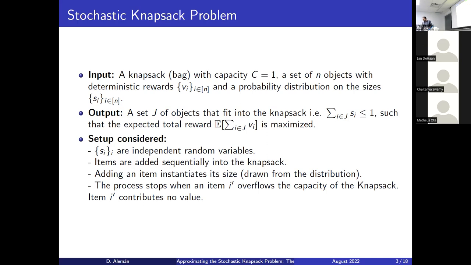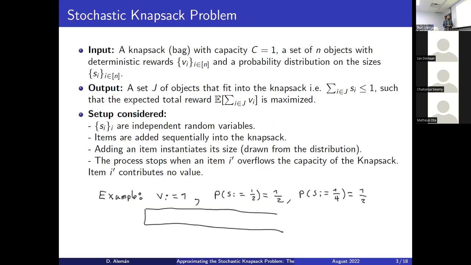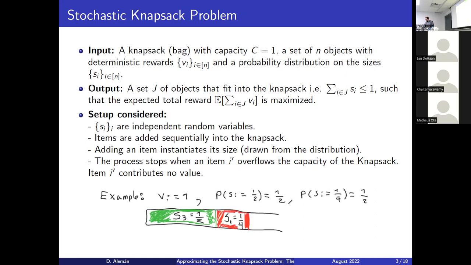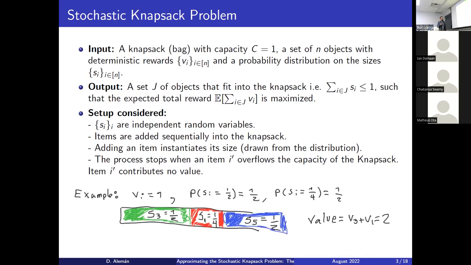So here is a simple example. Suppose that we have a set of n items. The value of each item is one. The probability that s_i is 1/2 is equal to 1/2 for all the items, and the probability that s_i is 1/4 is equal to 1/2. So maybe we start with item number three. Now its size gets instantiated to 1/2. Then number one, its size gets instantiated to 1/4. And then when an item's size gets instantiated to 1/2, now we surpass the allowed capacity, and hence the value of the solution we get is the value of the set so far.